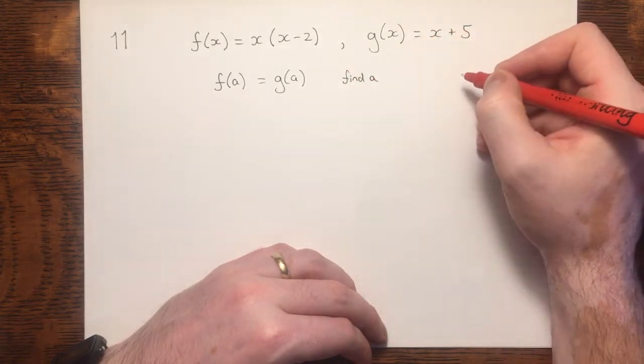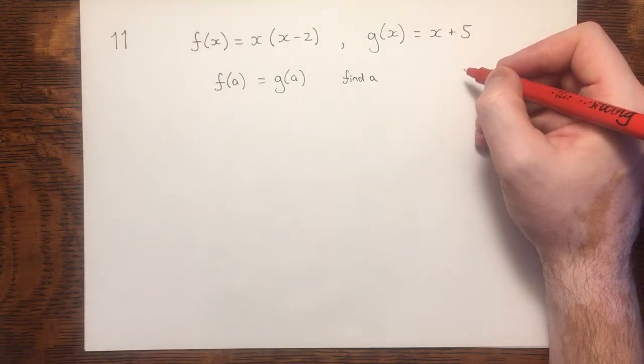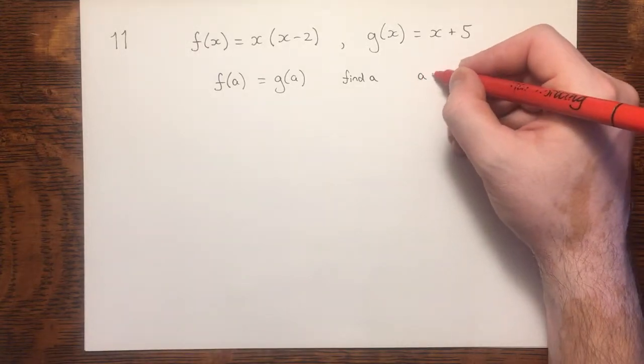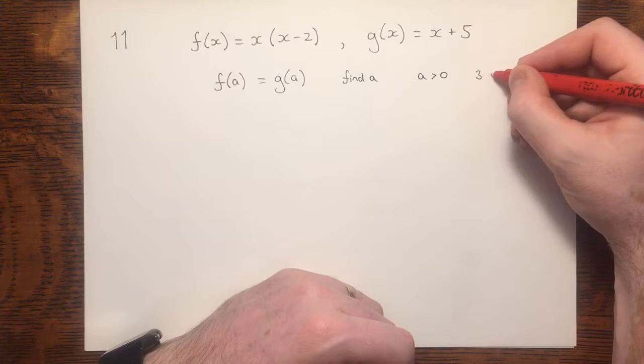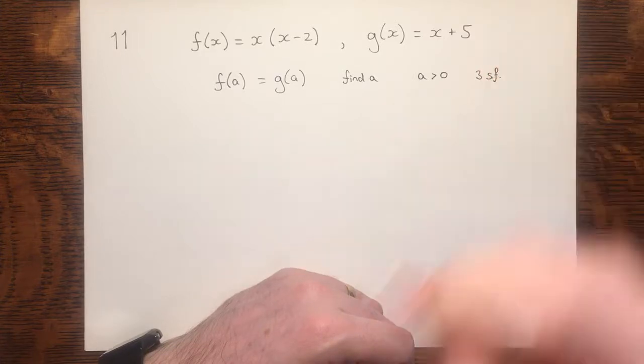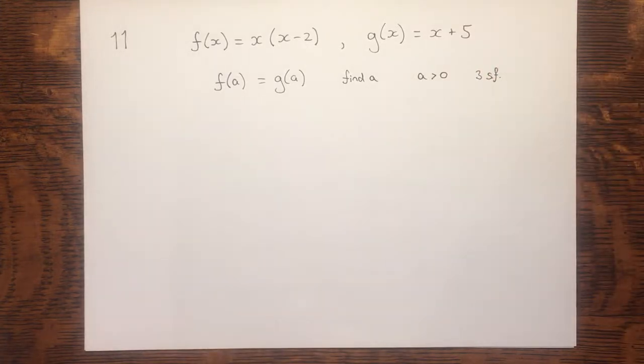We're also told in the question that a is greater than 0. In other words, a is positive. And we're also asked for 3 significant figures. That will become relevant in our choice of method.